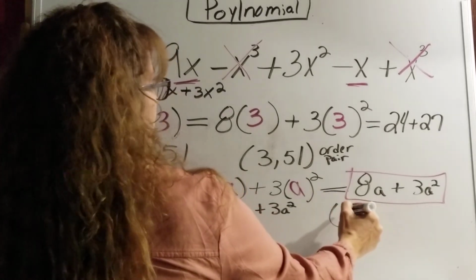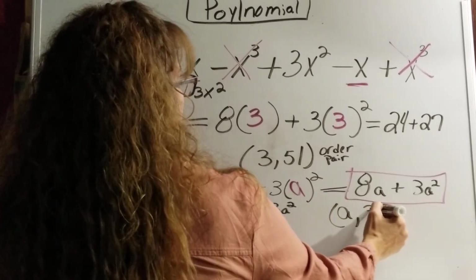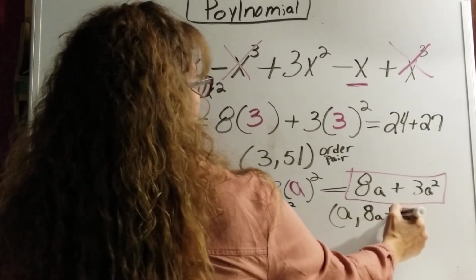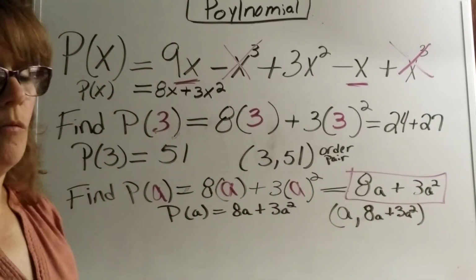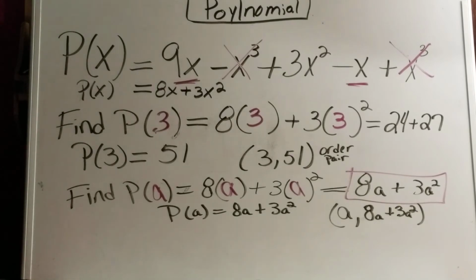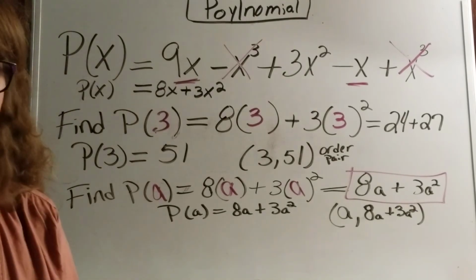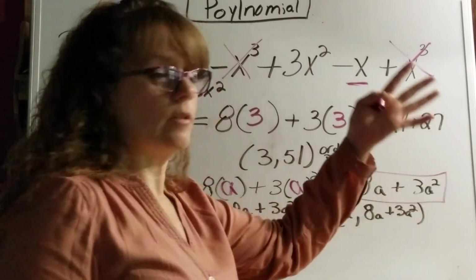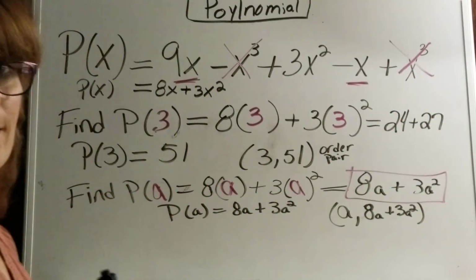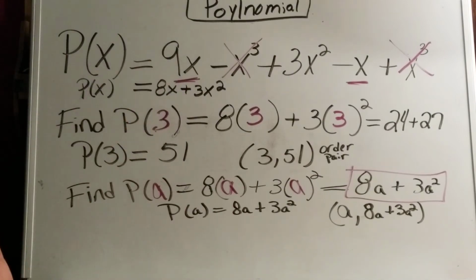The ordered pair would be (a, 8a plus 3a squared). It is not written in descending order, but that's okay in this case. But as long as you know, if you were asked what is the leading coefficient, you could say it's 3 and then the leading degree is 2. And that is functions, plugging into functions.